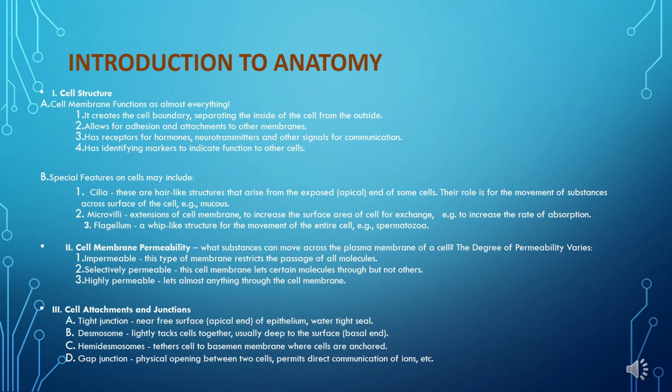Cell attachments and junctions. Tight junction near free surface apical end of epithelium, watertight seal. Desmosome lightly tacks cells together, usually deep to the surface basal end. Hemidesmosome tethers cell to basement membrane where cells are anchored. Gap junction, physical opening between two cells, permits direct communication of ions, etc.